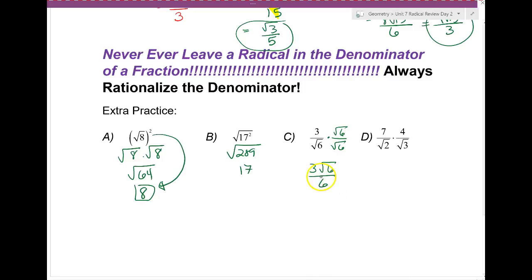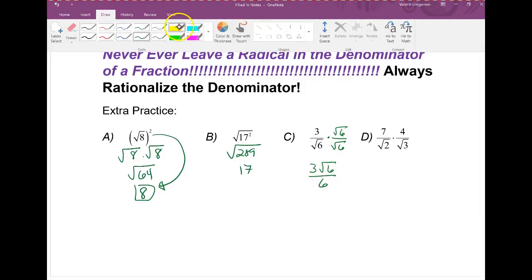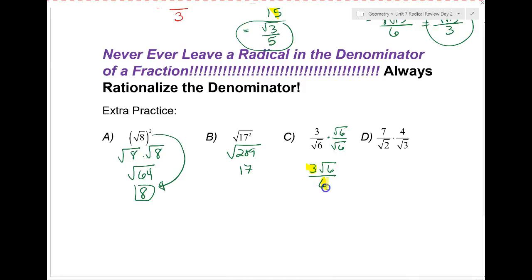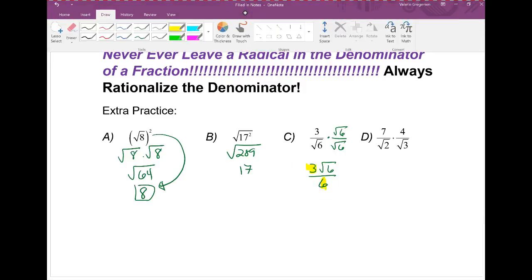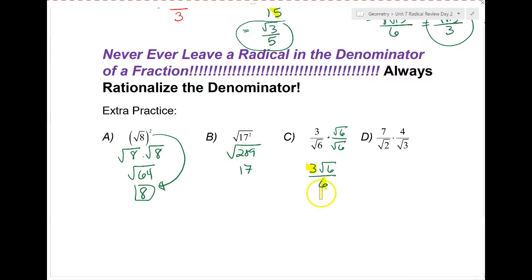I then have to check these two right here to make sure if I can simplify my numbers outside the radical, and I can. So that gives us root 6 over 2. Now that's in the simplest radical form. Remember, the 2 cannot go in the root 6 though, because it's a radical.